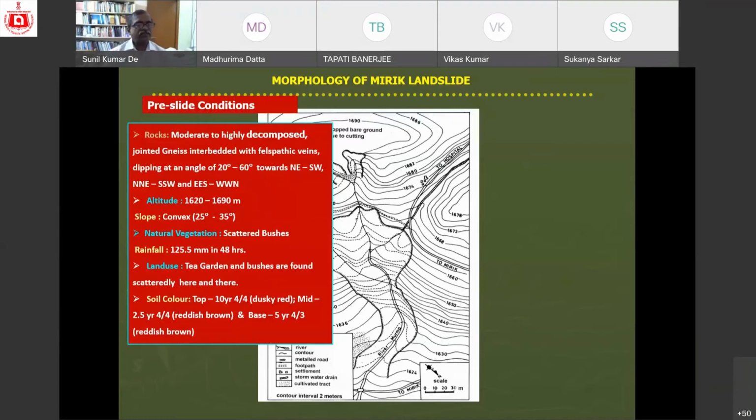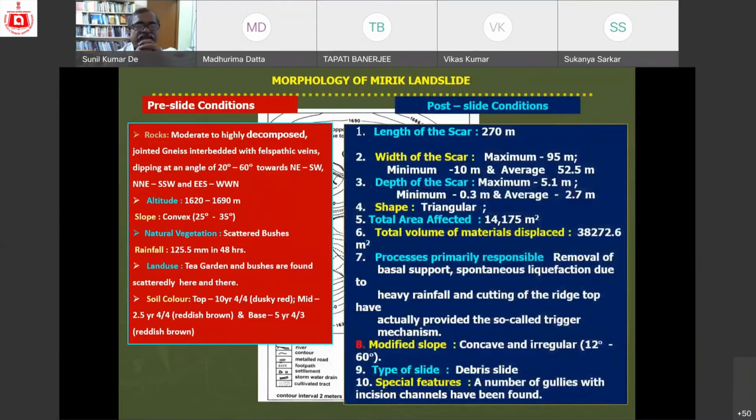And after the occurrence, we'll have to prepare this detailed database. Landslide length of the scar, width of the scar, date of the scar, total area affected, how much material is displaced. Because this material is very important, how much amount of material is going down the river. And this affects the lower course of the river by sedimentation. Now processes primarily responsible, modified slope, type of slide, special features, all these things we need to include in this geotechnical investigation database.